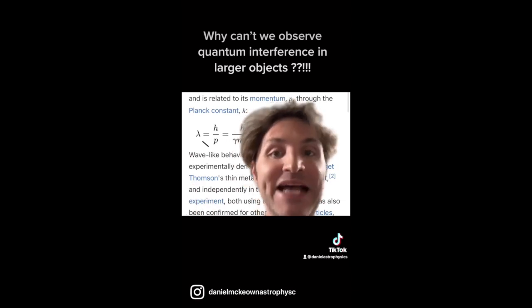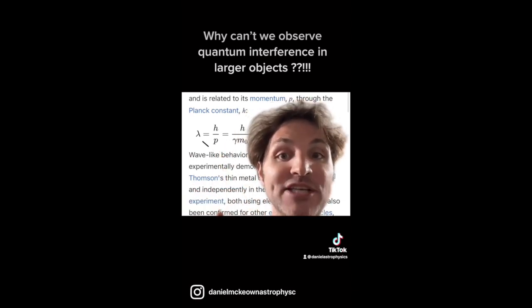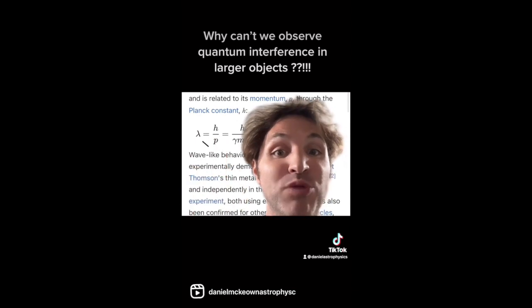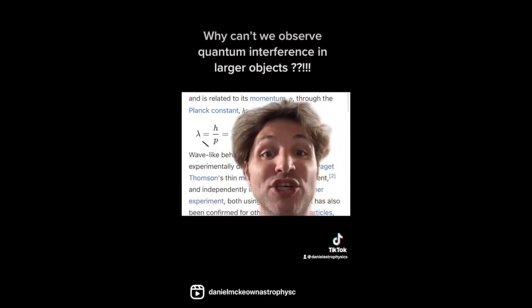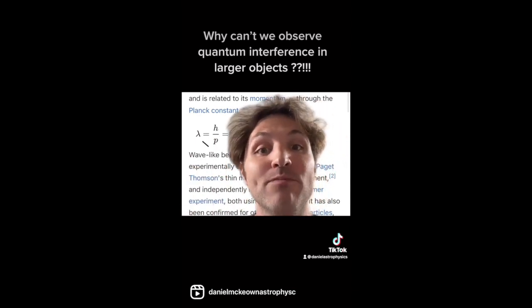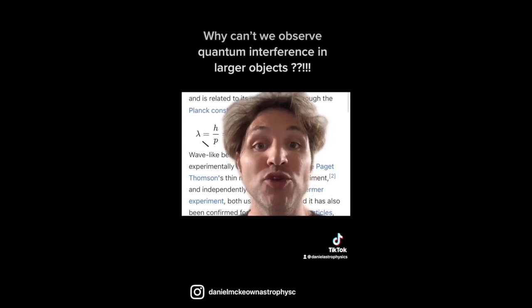However, more massive objects have much larger momentum. And remember, that thing in the top is Planck's constant. So it's really easy to shrink it down. And even our own bodies have a matter wave, but they're too small to observe.